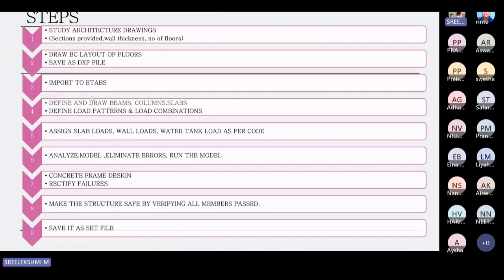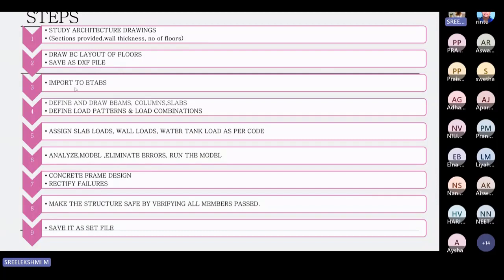I'll also be explaining the rest of the steps for doing the ETABS model. The second step is you have to draw the BC layout of floors and save it as a CAD file. To model it in ETABS, you have to import it into ETABS, so you have to save it as a DXF file. You have to save it twice: the CAD file, which you keep with yourself, and the DXF file, to import into ETABS.